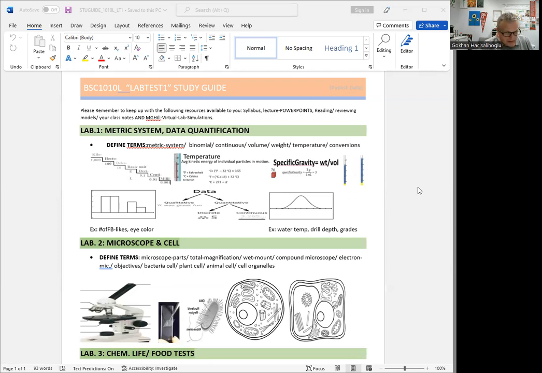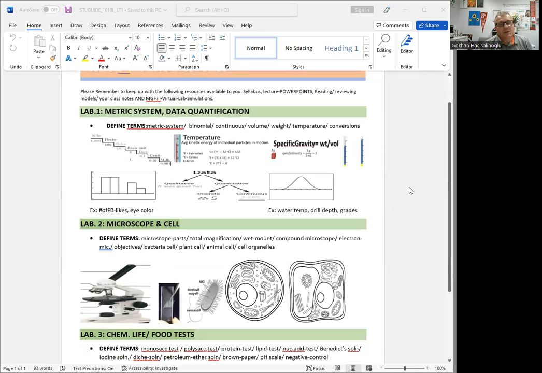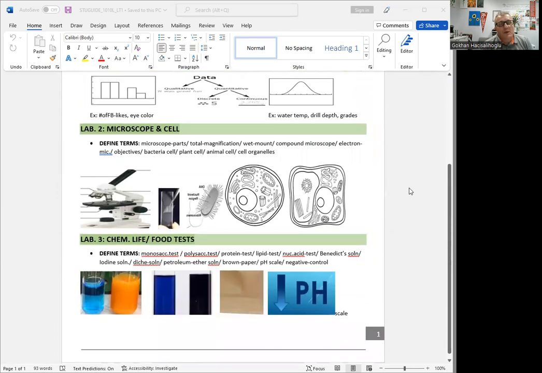So lab two, basically we see the microscope, and lab three, the cell. So lab two and three go together. For the microscope, we talked about especially light microscopes in the lab and the parts. Make sure that you're familiar with all the parts of the microscope, how the microscope works, how magnification works, what a wet mount is, and what a compound microscope is.